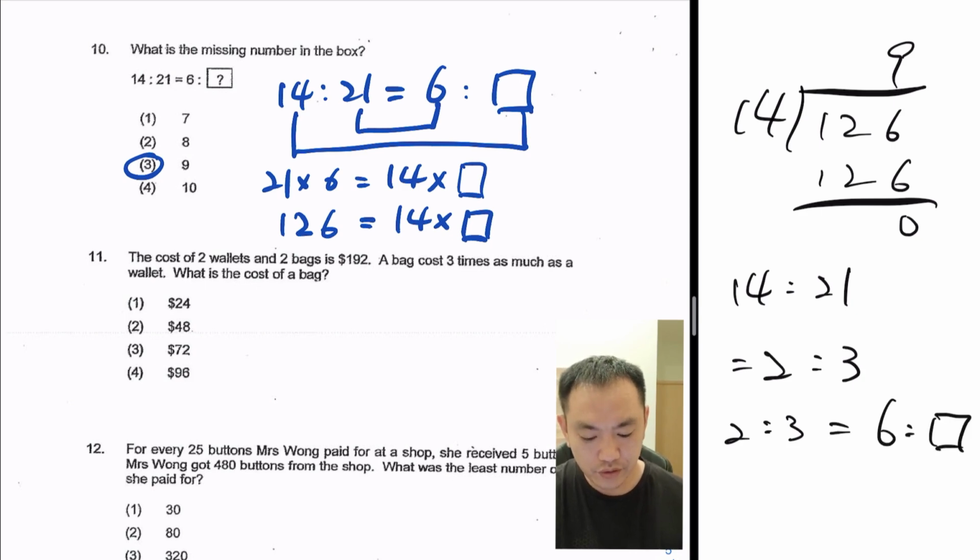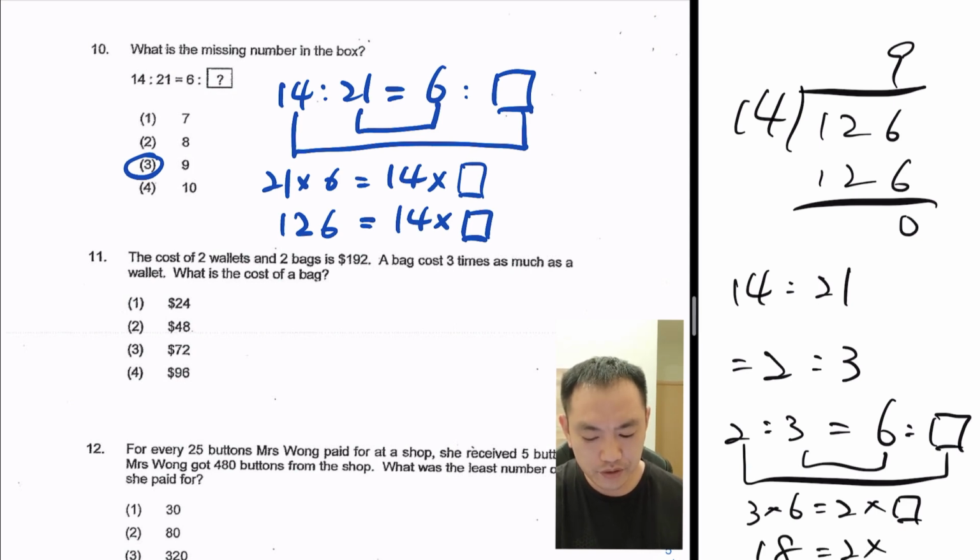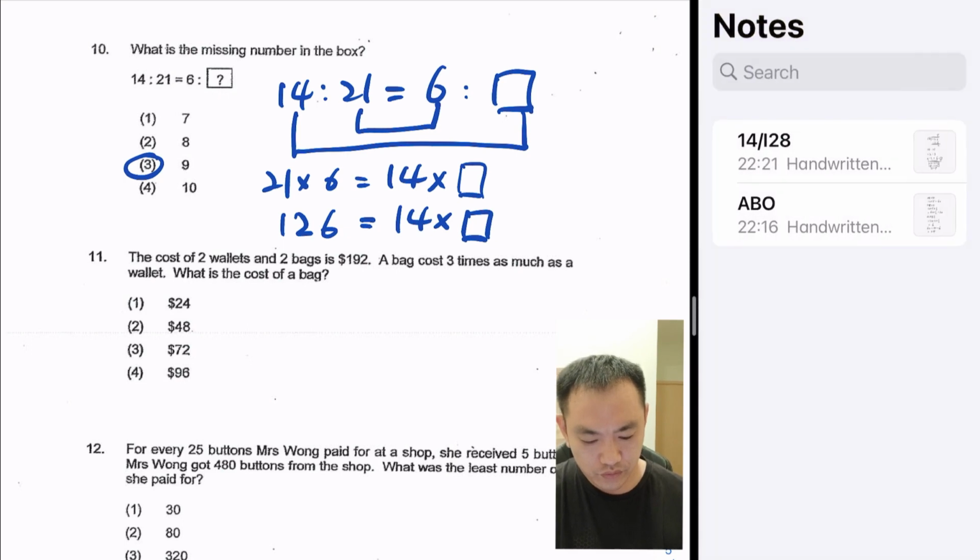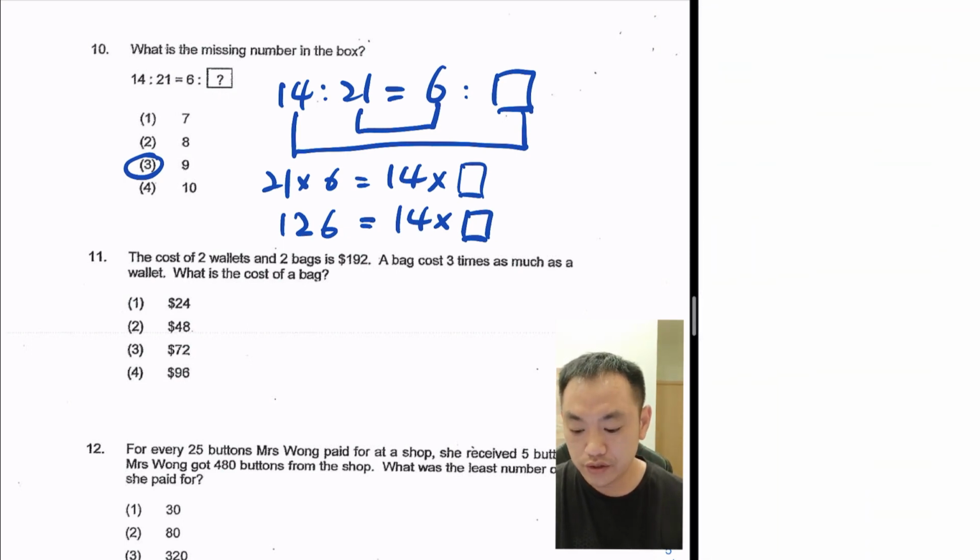And so again, you took something like this, 3 times 6 equals 2 times the box. 3 times 6 equals 18, 2 times the square. Then same thing, 2 times something equals 18, so the square equals 9. So the answer is 3. It just depends on how good you are with the division and the multiplication, but the answer will be the same anyway. Okay, so let's move on to the next question.